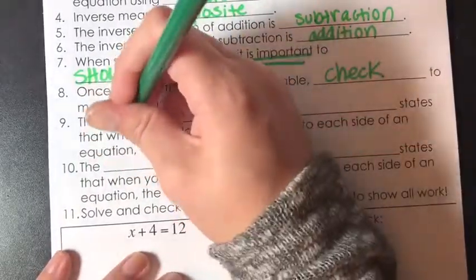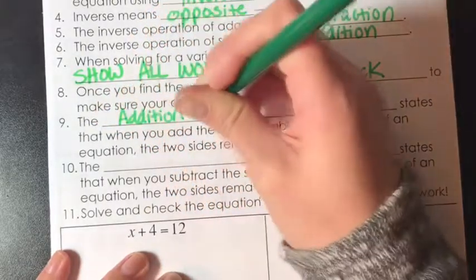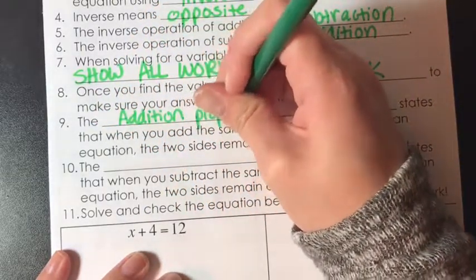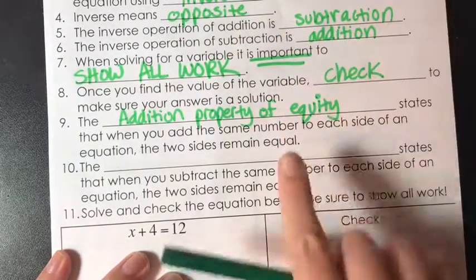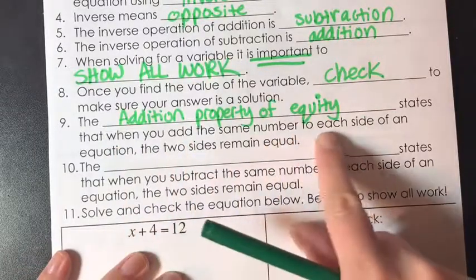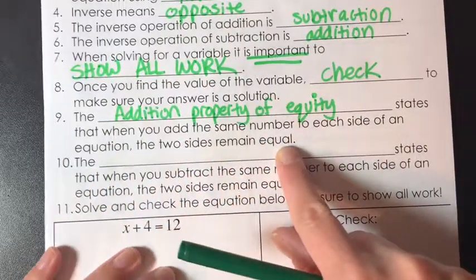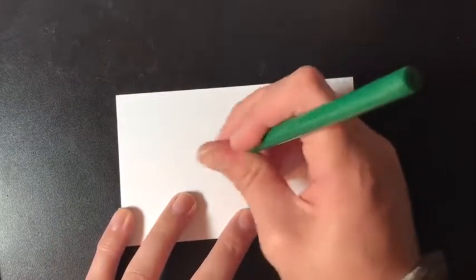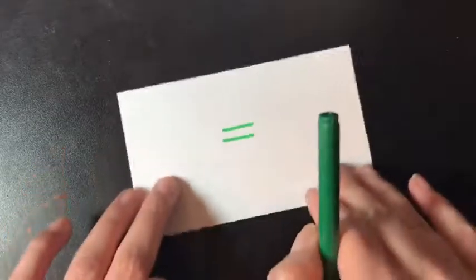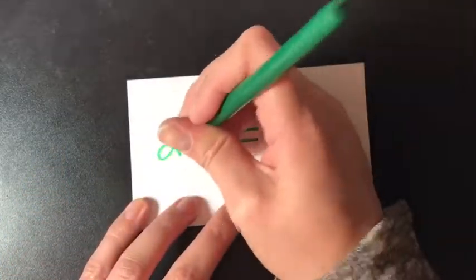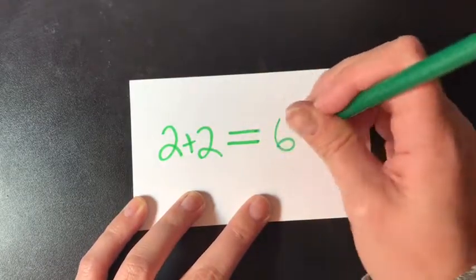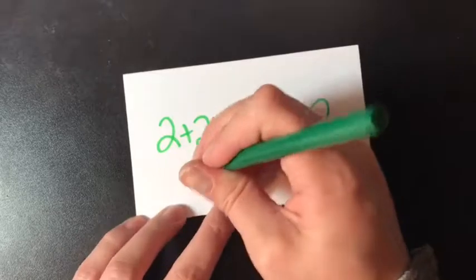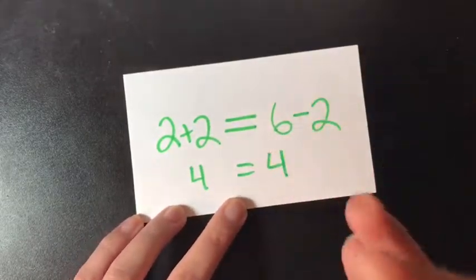Right here, you're going to add the addition property of equality. This is basically the math law stating that when you add the same number to each side of an equation, the two sides remain equal. Remember when we talked about how an equal sign is a balance? You want each side to be balanced and equal to each other, like 2 plus 2 is the same as 6 minus 2, because both of these values are 4, they are balanced.